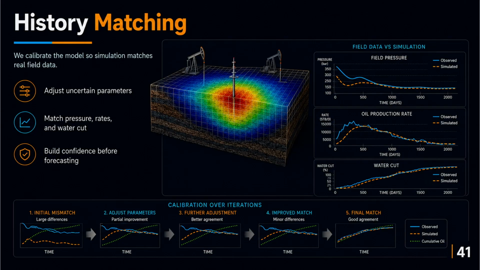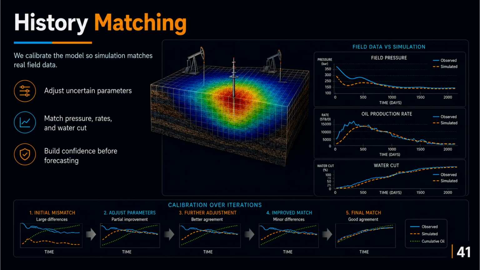Here we return to history matching in a more applied way. The slide shows observed data and simulated data for pressure, oil production rate, and water cut. At the beginning, the model may not match the field data. This mismatch tells us that some assumptions are wrong or incomplete. The reservoir may have different permeability, stronger aquifer support, different relative permeability, or different well behavior than we assumed.